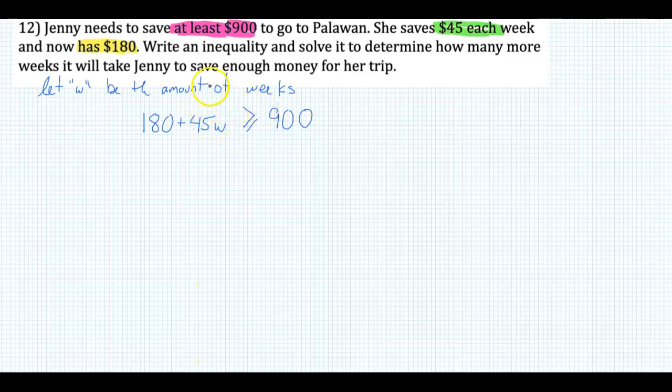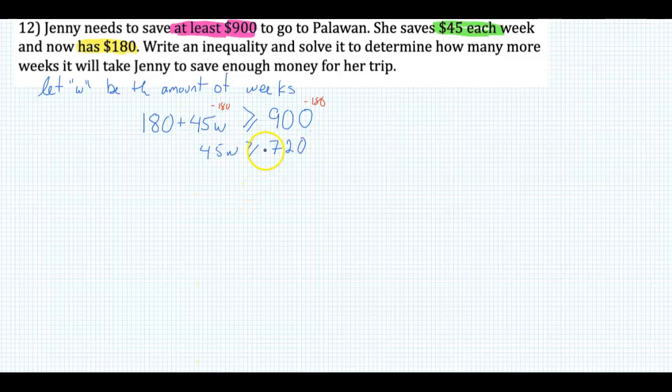All right, and we know how to solve these. All we do is the same as when we solve an equation. Same to both sides, and we're trying to isolate our variable. And the variable is how many weeks it will take. So we're going to subtract 180 from both sides. Remember, we can use our calculators here. So we have 45W is greater than or equal to, I think I can do that one with mental math, 720, right?